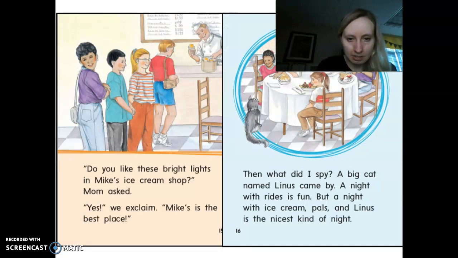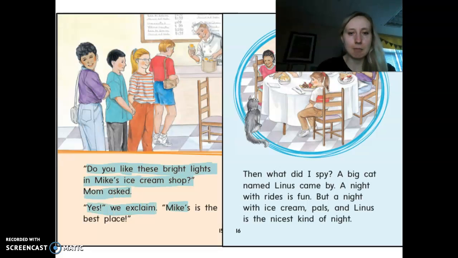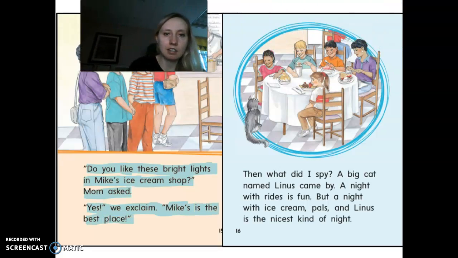Okay, bright lights, Mike's, ice. Okay, here we go. Do you like these bright lights in Mike's ice cream shop? Mom asked. Yes, we exclaim. Mike's is the best place.